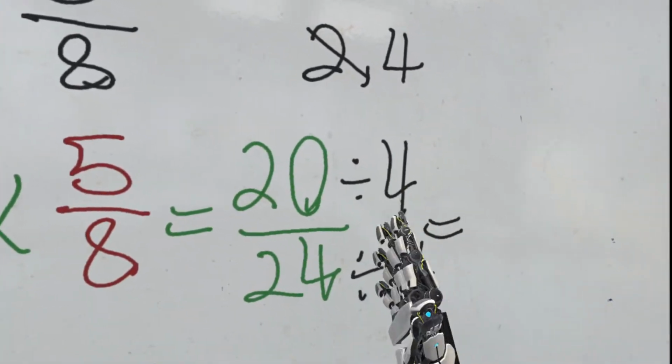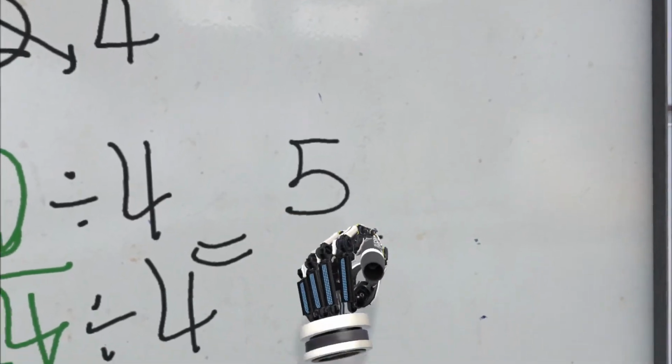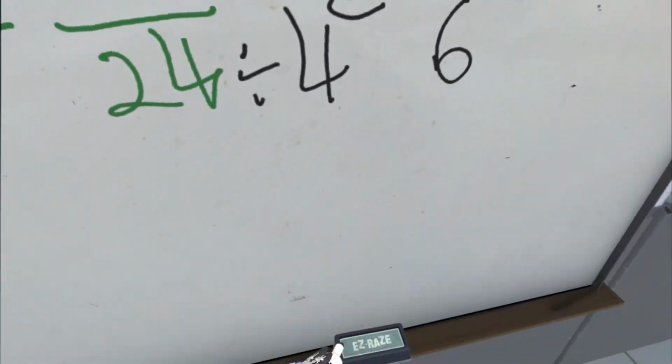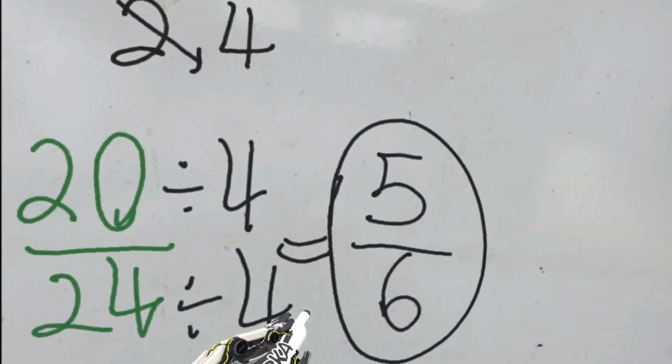So it's 20 divided by 4. It's going to give me 5. And what is 24 divided by 4? That's going to give me 6. And here is my final answer.